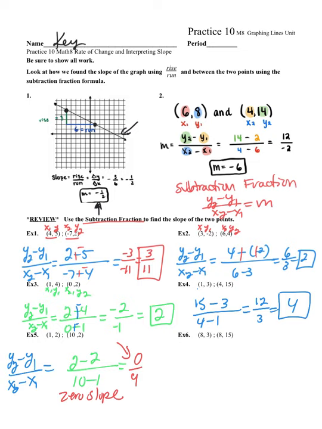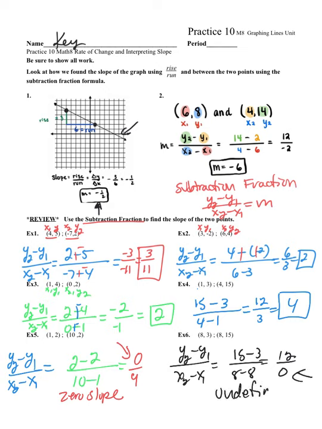Okay? All right. Do the last one. Second y minus the first y, second x minus the first x. 15 minus 3, and 8 minus 8 equals 12 over 0. And remember, when 0 is in the denominator, it is undefined. D for denominator, D for undefined.